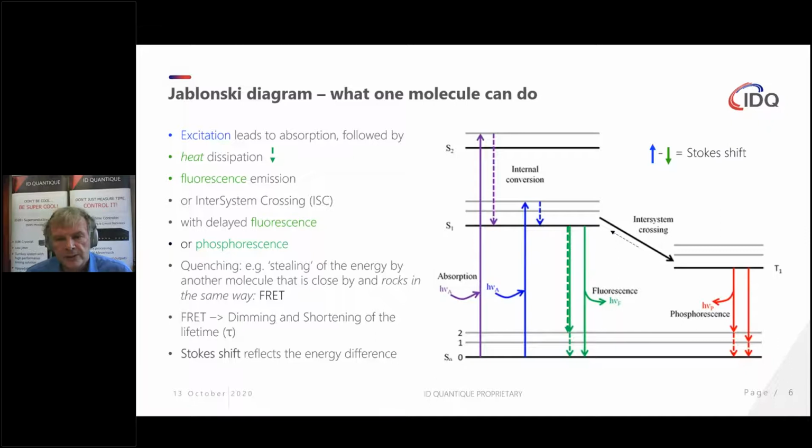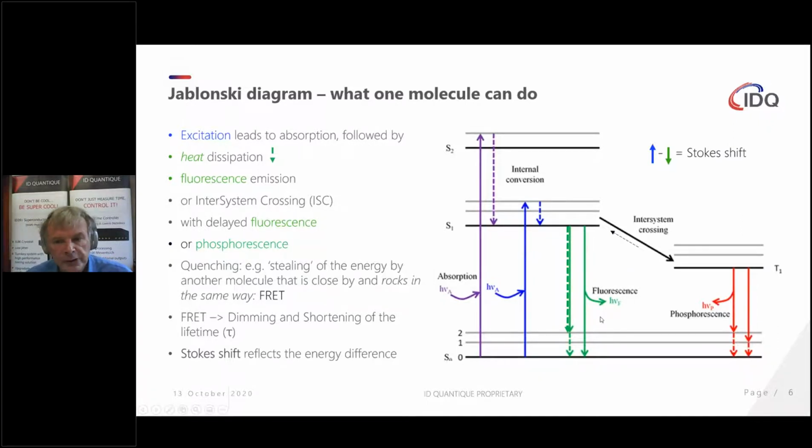There are some other processes. That energy can also, from the singlet excited state, be transferred through intersystem crossing to the triplet excited state, and from there it can go down to the ground state, which is phosphorescence. It can also go back from a triplet excited state to the singlet excited state, and then go down, which is delayed fluorescence. Those are standard things for the molecules just by themselves, but there are other things that can happen.